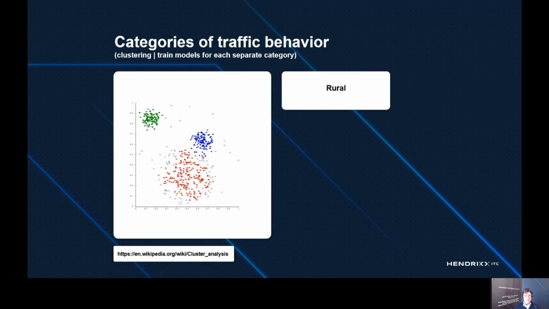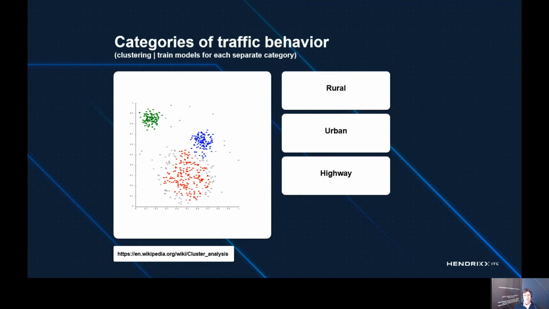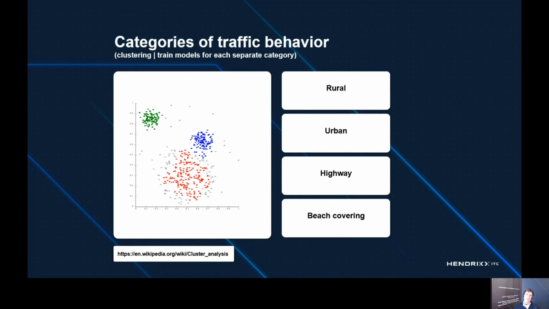For example, you can find some categories in your network: rural antennas that are covering rural areas, antennas covering urban areas, highway covering sites, and also, for example, beach covering sites. Because when you do it like this, you have 4 categories. You can train 4 category-specific models, and you can apply them to all the antennas, all the cells of a specific category.